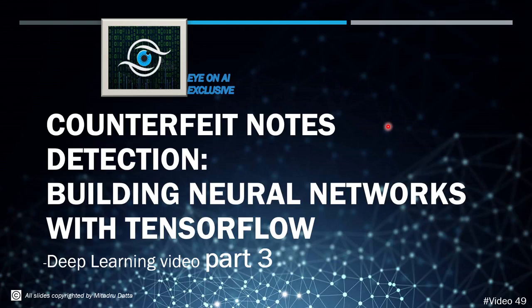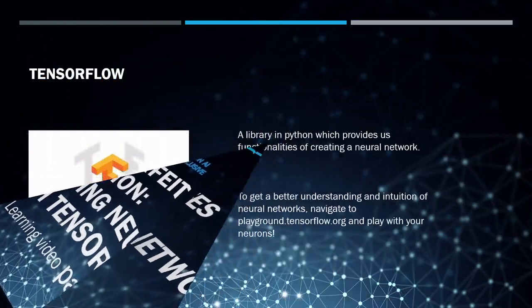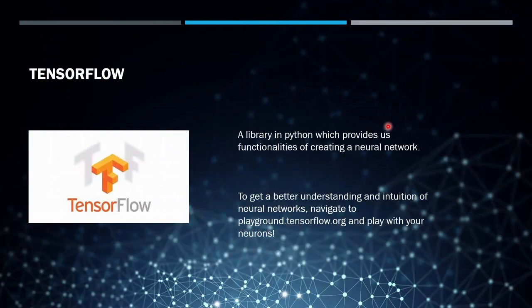So we will build a simple neural network architecture, and we would basically do the forward pass, and we will fit our model, and that's all. So let us just start. So what is TensorFlow? It is a library in Python which provides us the functionality of creating neural networks. It has some nice functions already inbuilt to relieve us from most of our work of creating the neural networks. To get a better understanding and intuition of neural networks, let us navigate to playground.tensorflow.org.